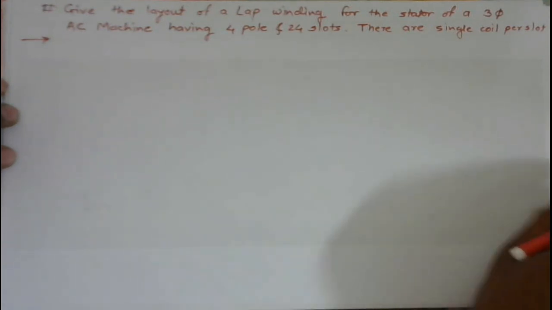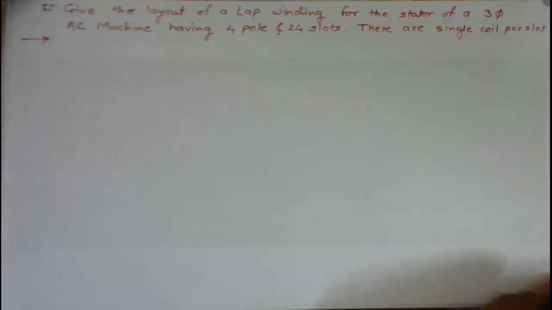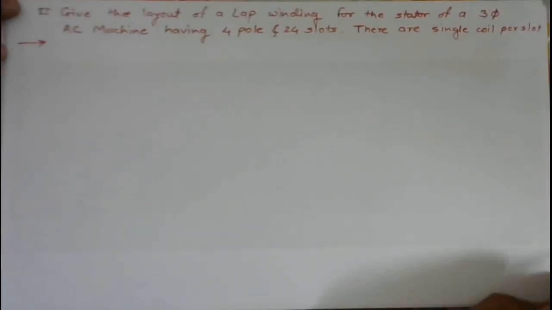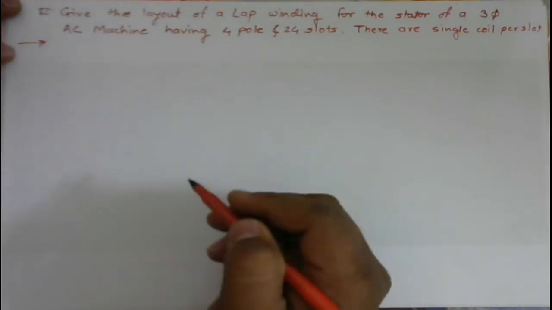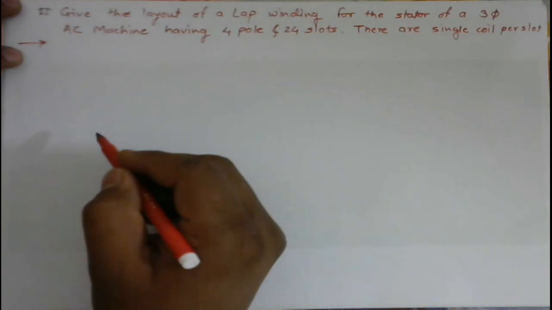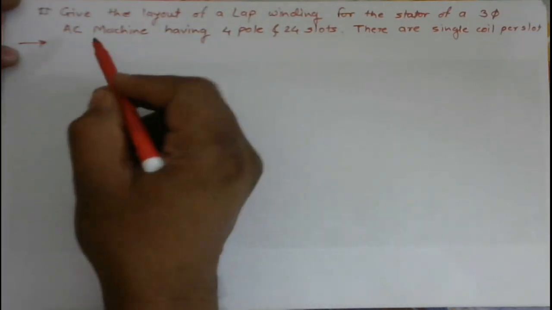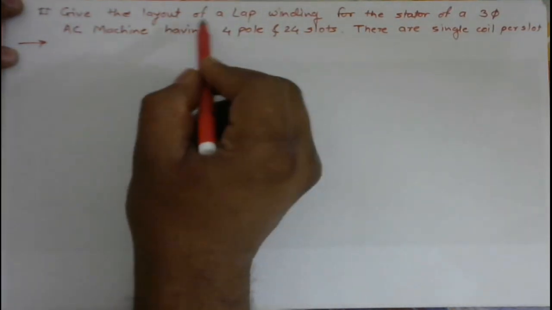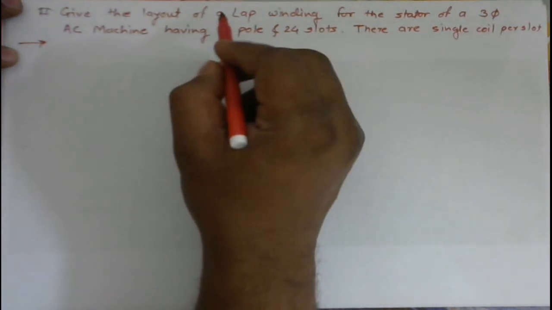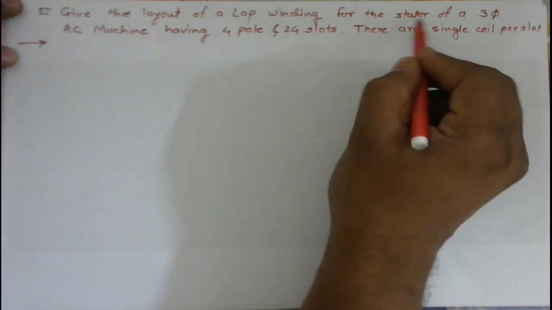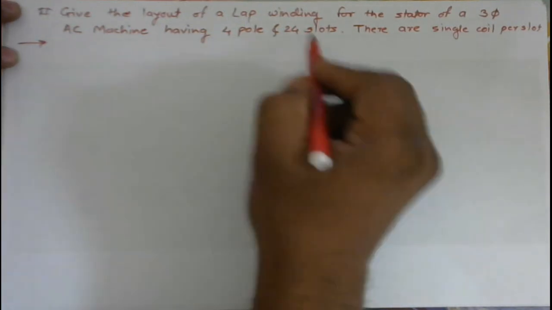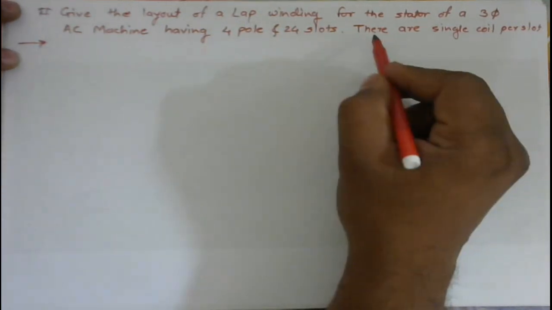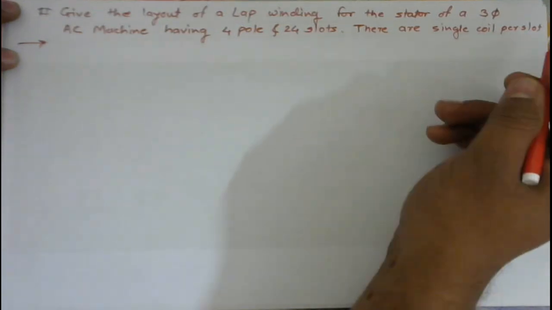Hello all, welcome back. Now we'll see one numerical and we'll solve that numerical and try to draw the diagram by using AutoCAD. So I will read the numerical. Give the layout of lap winding for the stator of three-phase AC machine having 4 pole and 24 slots. There are single coil per slot.